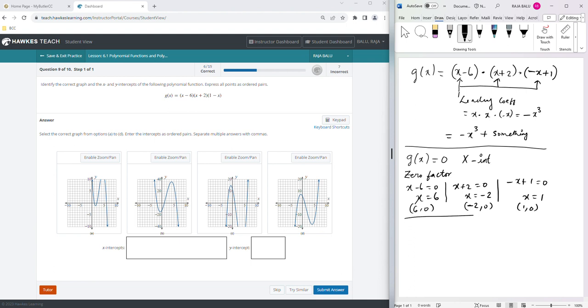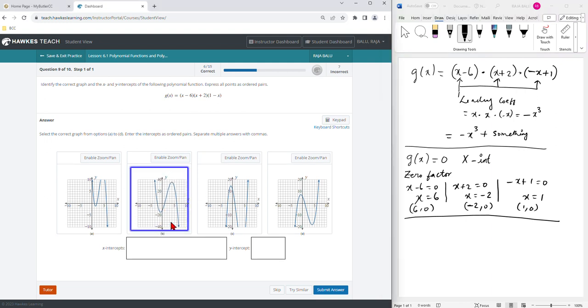Now between the two candidates that we spotted, one of them should have, let us see, 6 comma 0. There is a 6 comma 0 here in the first graph, and negative 2 comma 0? No, it does not have negative 2 comma 0. The second graph has 6 comma 0. It is cutting at 6, it is cutting at x equal to 1, and it is cutting at x equal to negative 2. So this is my answer.